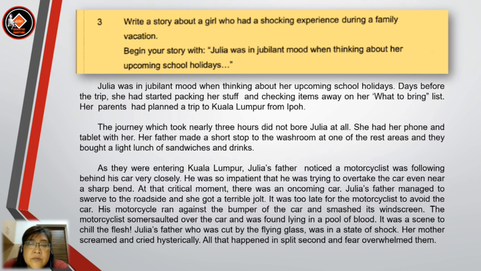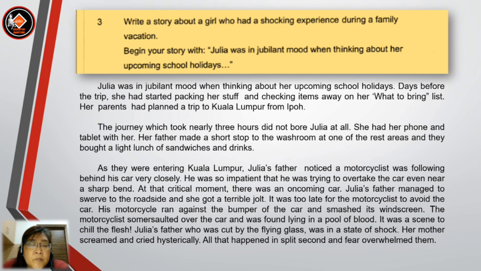Julia's father managed to swerve to the roadside and she got a terrible jolt. It was too late for the motorcyclist to avoid the car. His motorcycle ran against the bumper of the car and smashed its windscreen. The motorcyclist somersaulted over the car and was found lying in a pool of blood. It was a scene to chill the flesh.